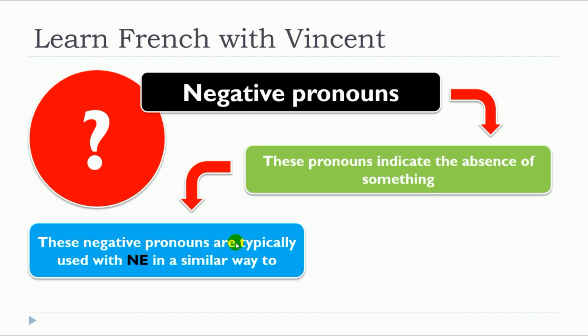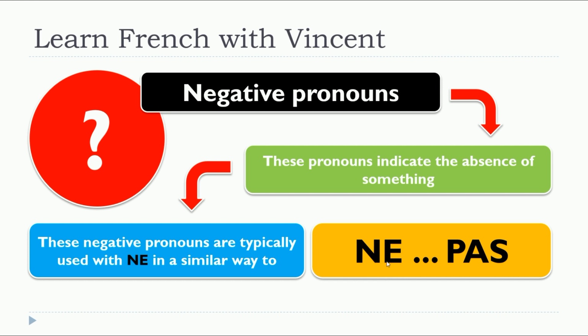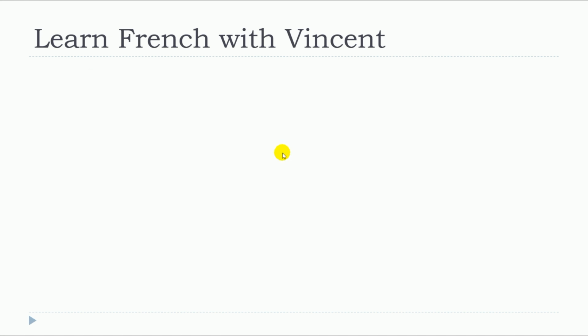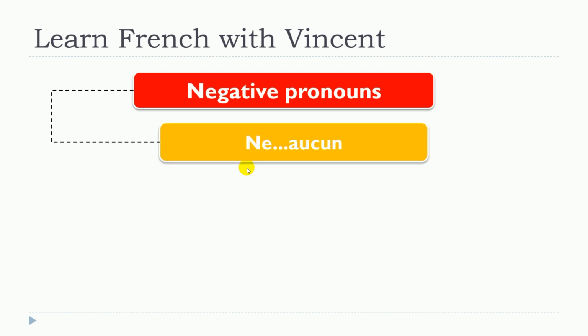These negative pronouns are typically used with ne in a similar way to ne pas. So remember, this is the negative form, ne pas. So it means that instead of pas, we will use the negative pronouns. So we will have ne and then your negative pronoun here. So this lesson is about ne, aucun.